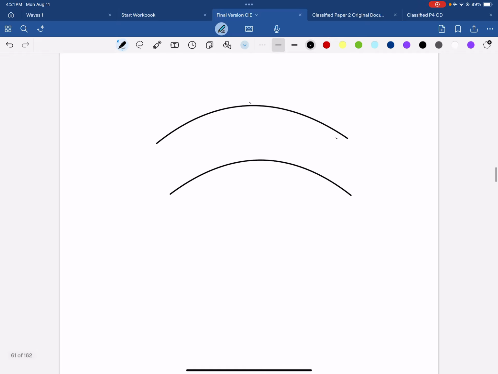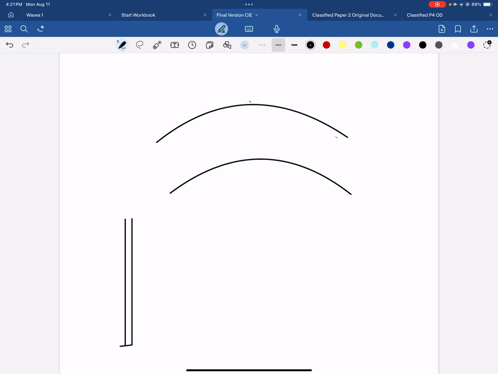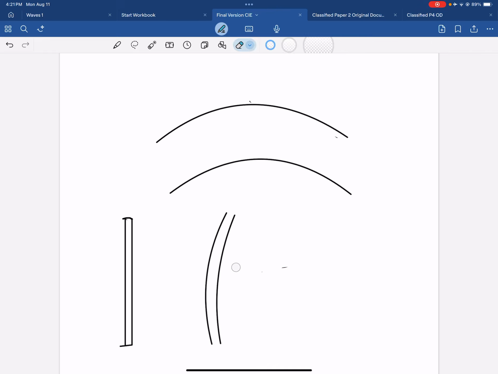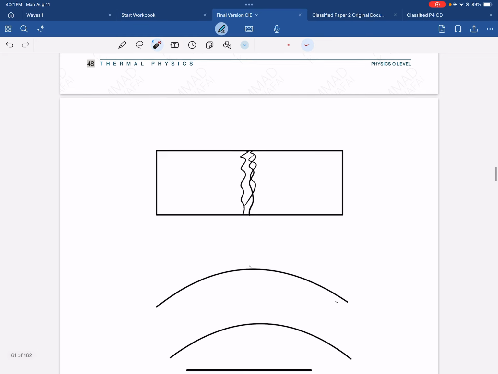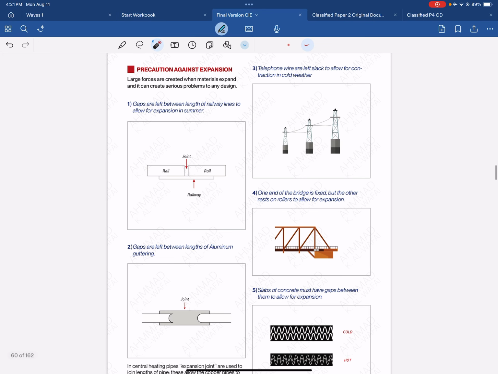Or if a pole is like this, let's say this is a pole stuck in the ground and it wants to expand. The next thing you find is that the pole has been bent like this. This is what we call buckling. I don't know why the pen is laggy, but again, it's called buckling. You want to avoid buckling by any means, so this is why we use expansion joints.